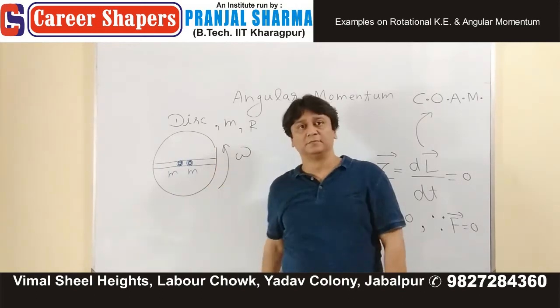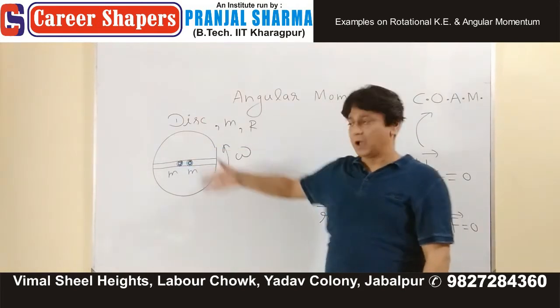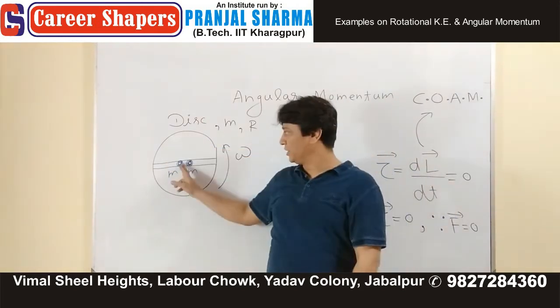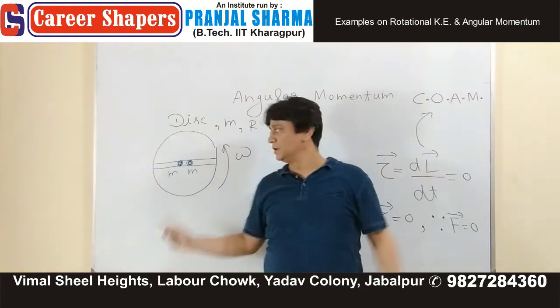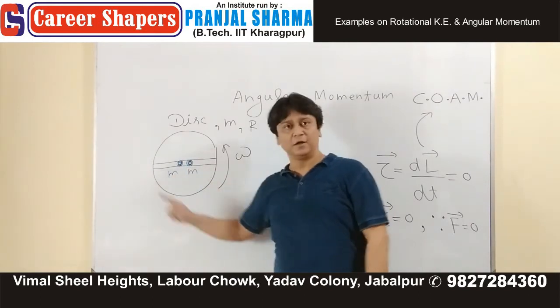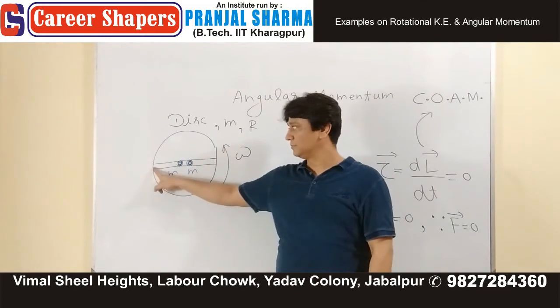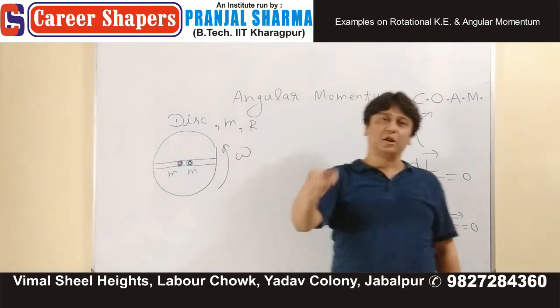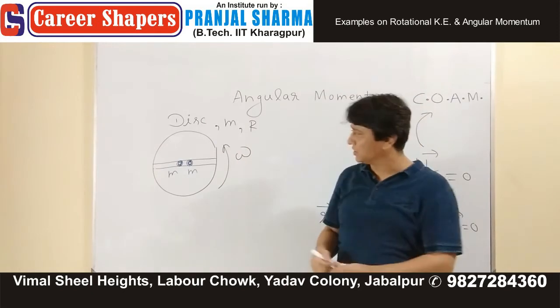Question is, this is the initial omega which you gave. After giving the omega, these two balls start sliding away from the center. When they finally reach the ends, what is the angular velocity of the entire system? That's what the question is.